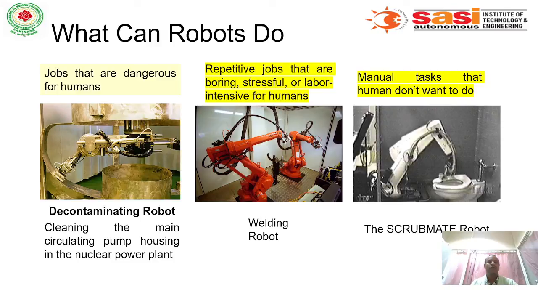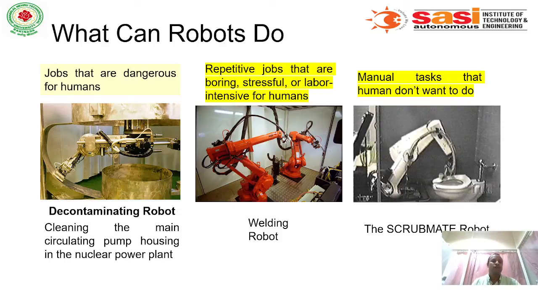Then what can robots do? These are simple examples. The general motto, where robots can be applied, is like this. I have given three areas: where humans cannot enter, where humans can enter but it is not acceptable, and where repeated human work is not possible with the same kind of effect. These three, I will give an example.